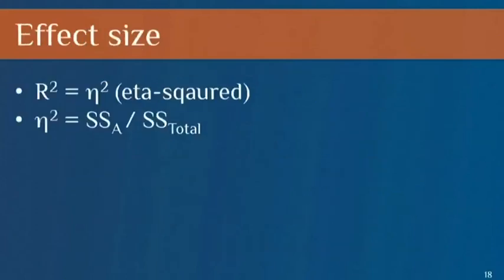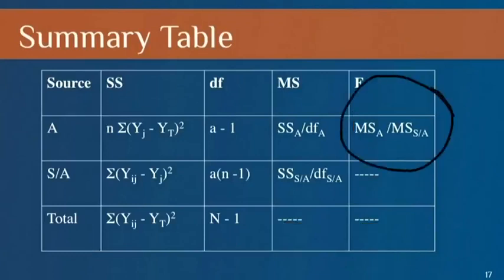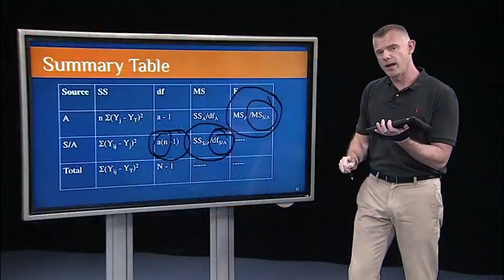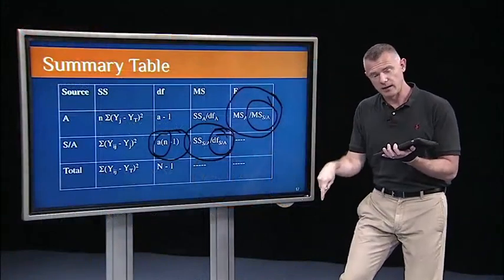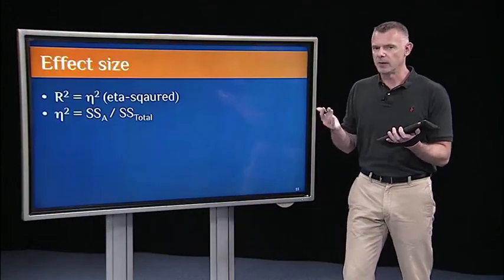Remember, that's an NHST, so it's biased by sample size. If I go back to the summary table, notice that this F statistic has mean square S within A in the denominator. Mean square S within A has degrees of freedom S within A in its denominator. Well, there's the value for that. Notice N. So if N goes way up, then the error term is going to go way down. F will go up, p-value will go down, just like in t-tests. So it's an NHST, it's biased by sample size.